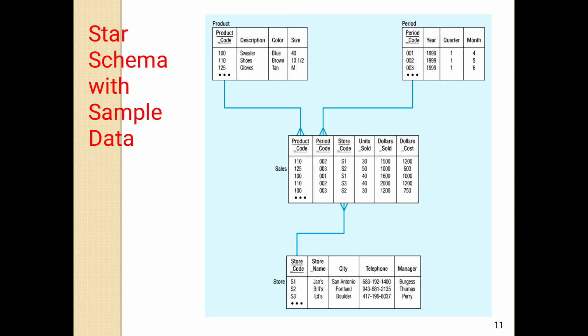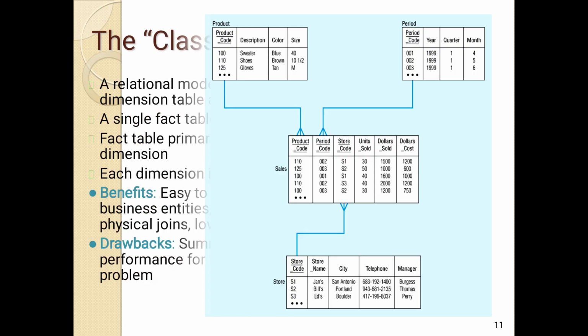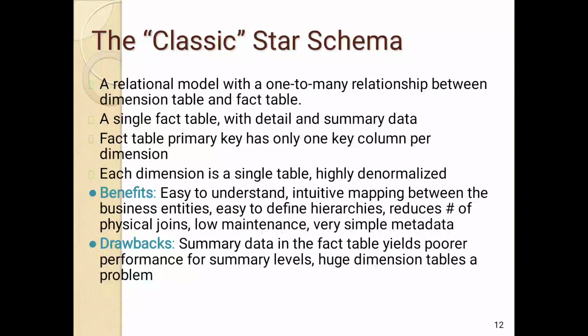How many units sold, how many dollars sold, how many dollars of cost, the cost of the individual product. These things are stored in a fact table called sales. The star schema has a one to many relationship between the dimension table and the fact table, with a single fact table holding detail and summary data. It is a relational model with a one to many relationship between a dimension table and a fact table. A fact table contains detail and a summary of the data.